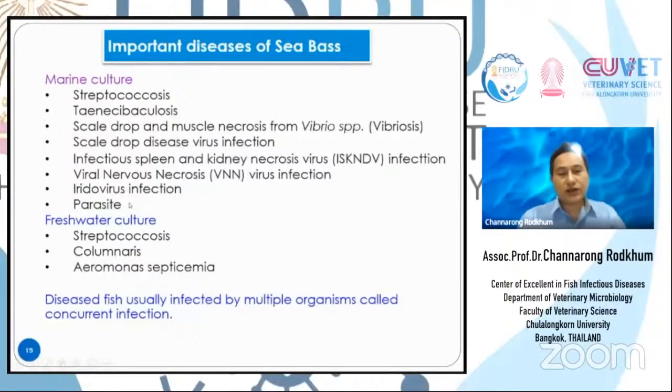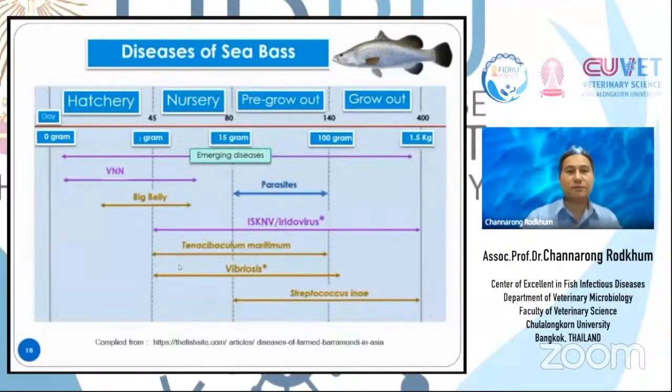And for freshwater culture of Asian sea bass, the diseases will be similar to tilapia because it's cultured in freshwater also, such as streptococcosis, columnaris, and Aeromonas septicemia. The diseased fish are usually infected by multiple organisms also in Asian sea bass, which you can call concurrent infection or mixed infection. The period or phase of Asian sea bass culture will be similar to tilapia culture.